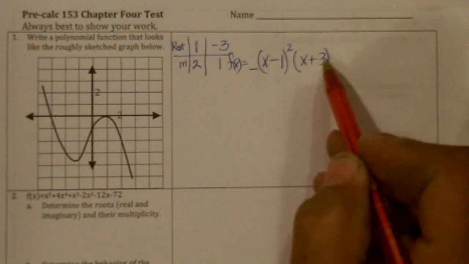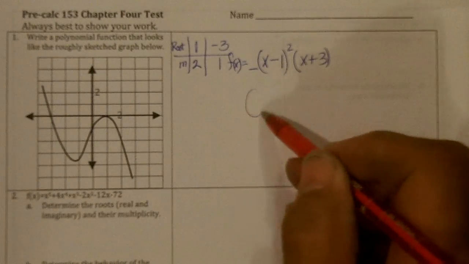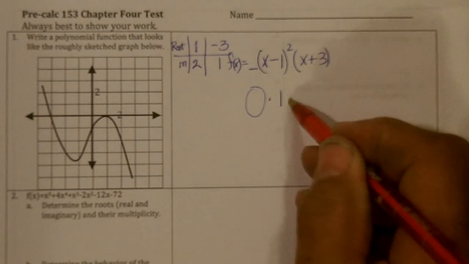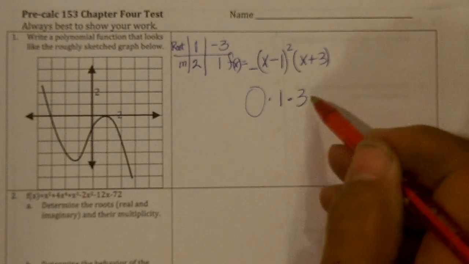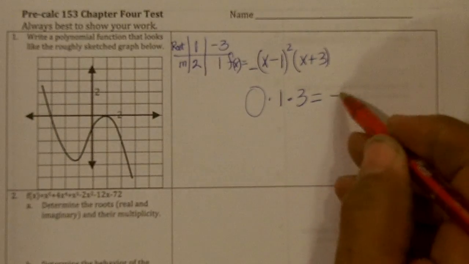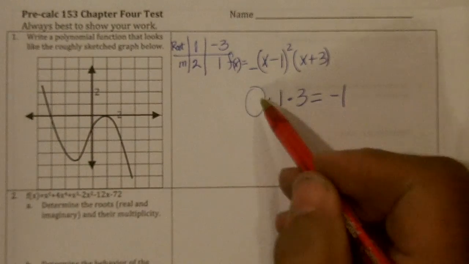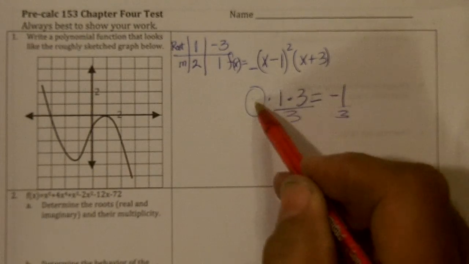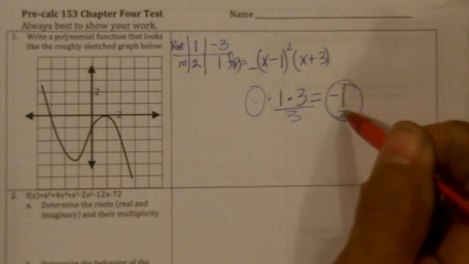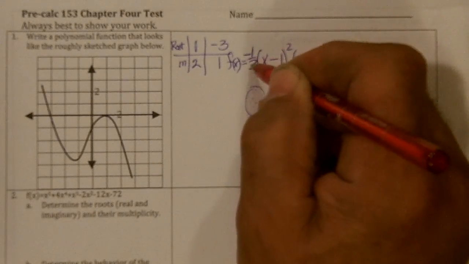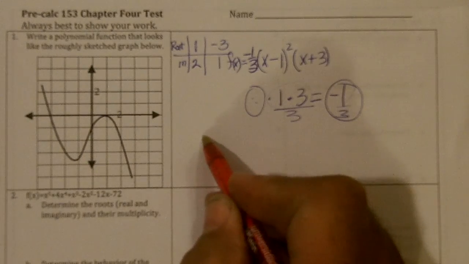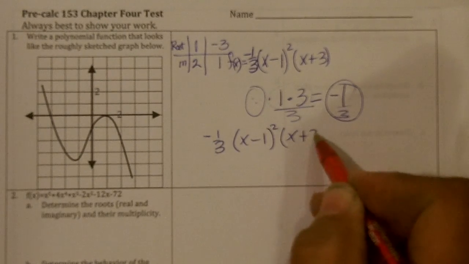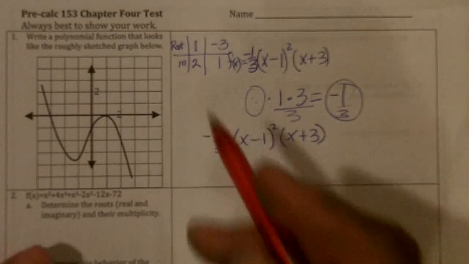So if I put in 0 for x into this, I get something that should be here times 0 minus 1 is -1 squared is 1, and 0 plus 3 is 3, and we want that to come out to be -1 for the y-intercept. Well, this something then, 1 times 3 is 3. If we divide both sides by 3, this constant has to be -1/3. And so we get -1/3 times x minus 1 squared times x plus 3 would look something like this.